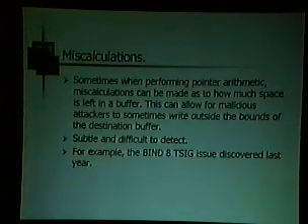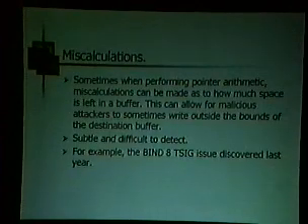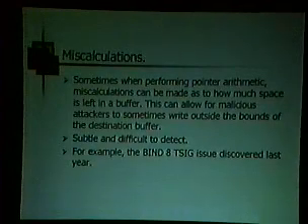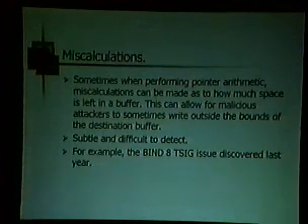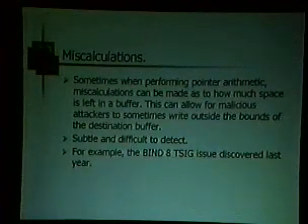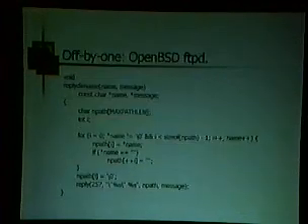Miscalculations. Sometimes when performing pointer arithmetic, miscalculations can be made as to how much space is left in the buffer. This can allow malicious attackers to sometimes write outside the bounds of the destination buffer. And the BIND 8 TSIG bug was an example of that last year.